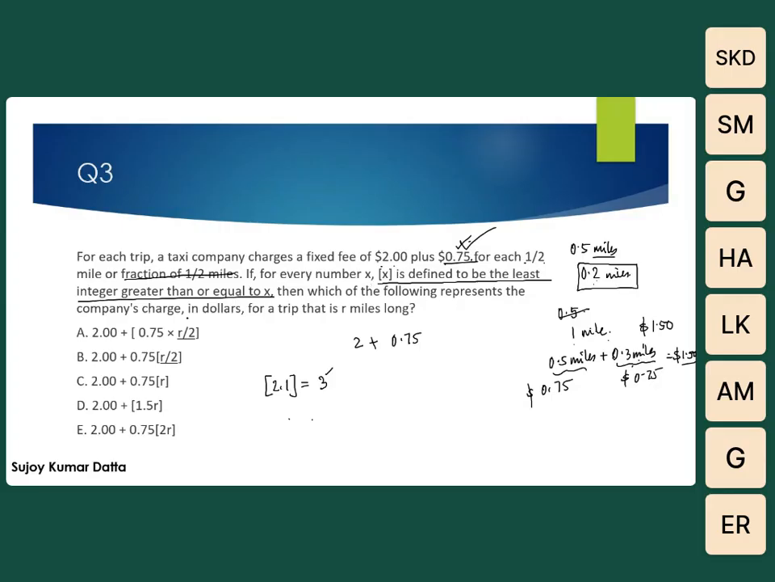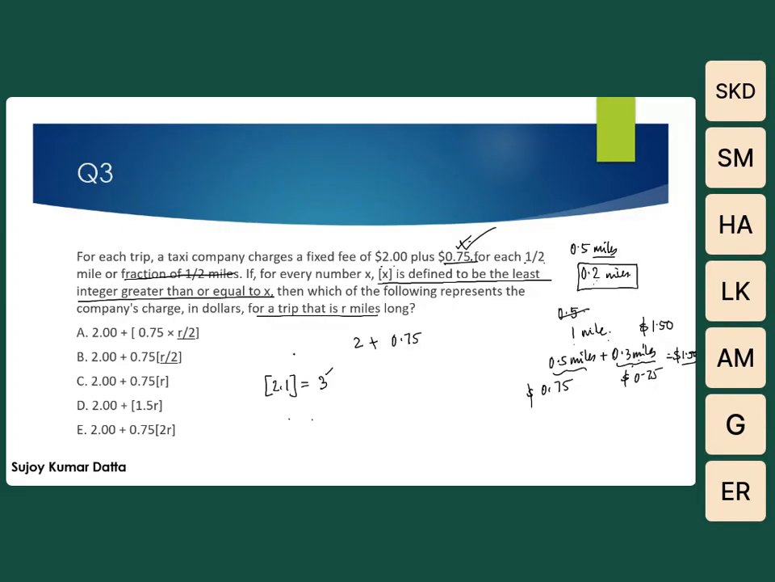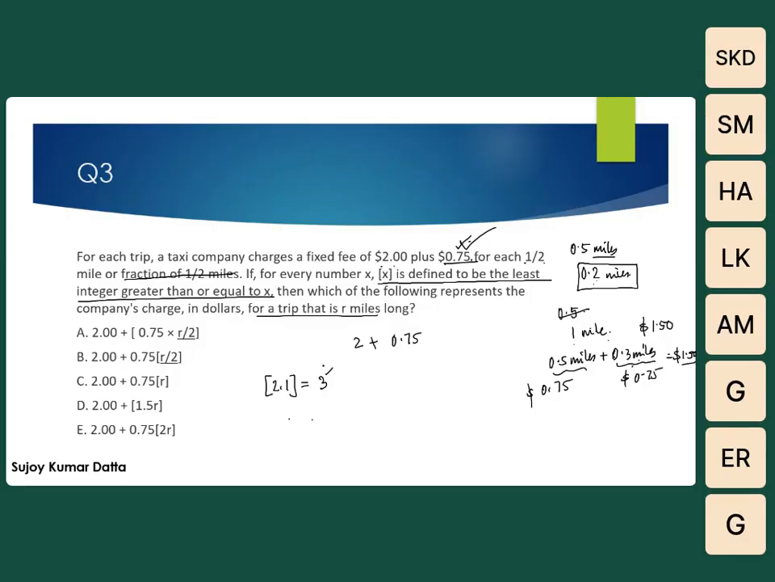They're saying which of the following is the charge for a trip that is r miles long. So the answers are in terms of r. If r is 0.5, then you are going to pay $2 and 75 cents, so $2.75. So let us check. This is 2 plus 0.75 times box of r by 2. So 0.5 by 2 is 0.25.